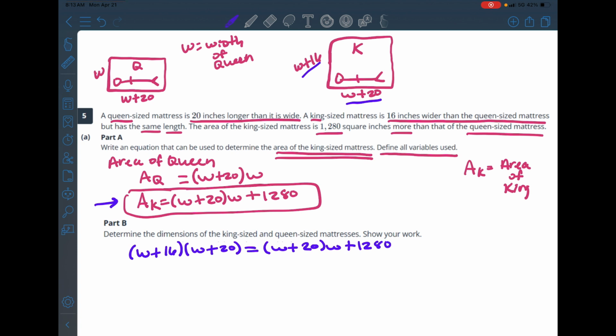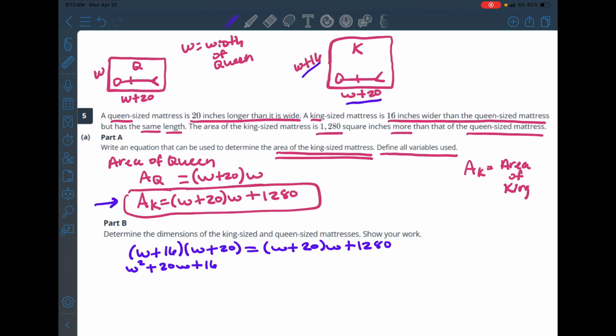I just plug everything in for W and find what they are. So first of all, we're going to go ahead and multiply each side out. So this side, if I FOIL it out, I'm going to get W squared, and outer is going to be 20W.